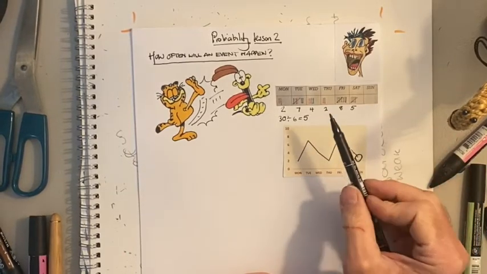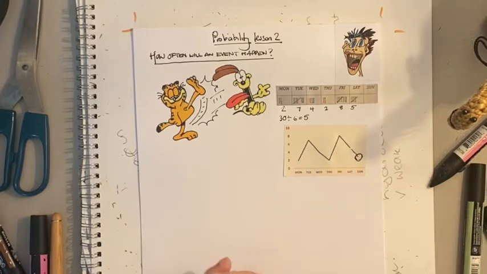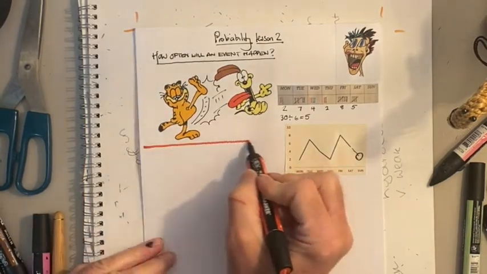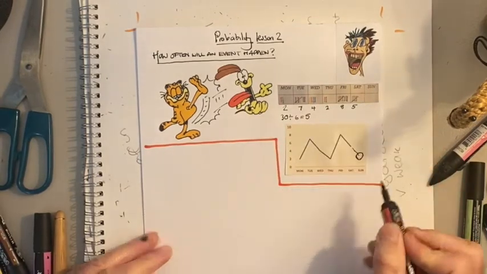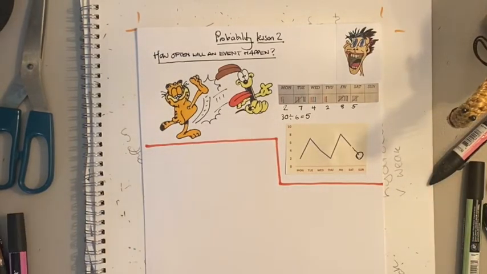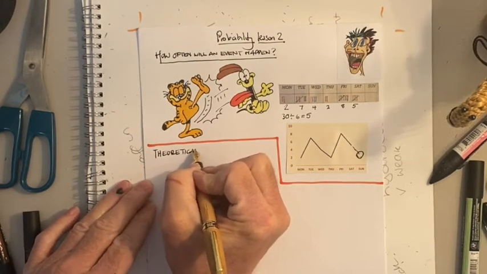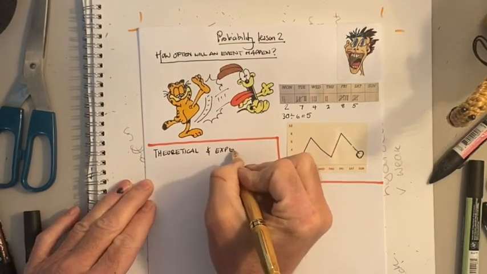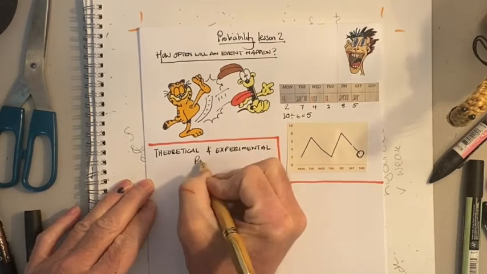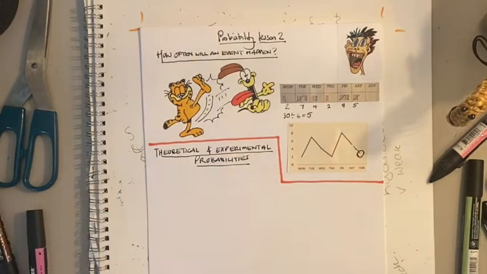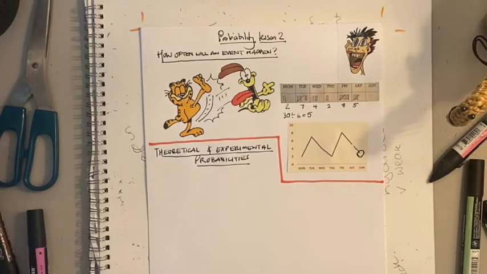So in looking at how often an event will happen, we use data in order to give us predictions. And from those predictions, we can get probabilities. So what we're going to look at today is 2 types of probabilities. We're going to consider the theoretical, and we're going to consider the experimental probabilities. Now, let's consider what is experimental and what is theoretical. For this, I want to introduce 2 characters.